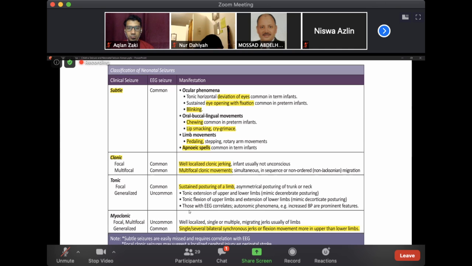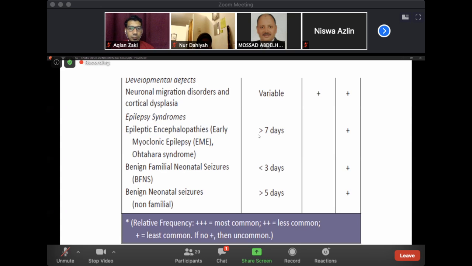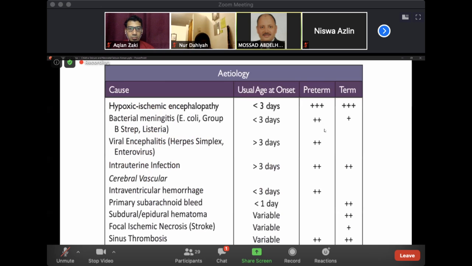And these are the etiologies of neonatal seizure. Different etiologies have a different age of onset. You can see here that some of them are less than 3 days, some are more than 3 days, and it can be variable, more than 7 days, less than 3 days, or more than 5 days. Also note that some of these causes are common in preterm or term infants. You can look at that later.